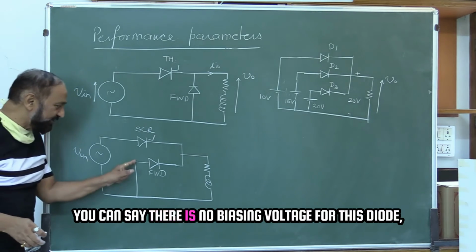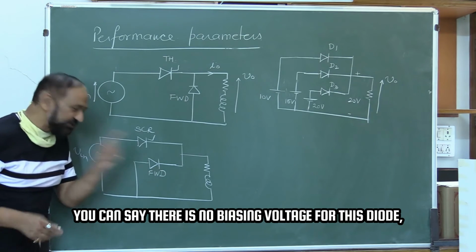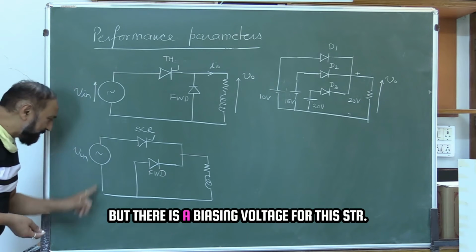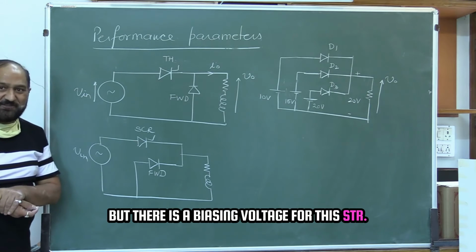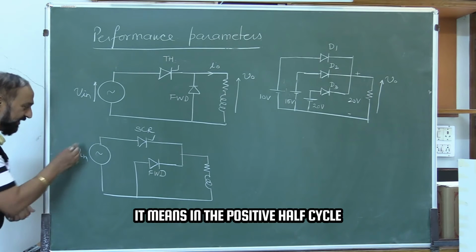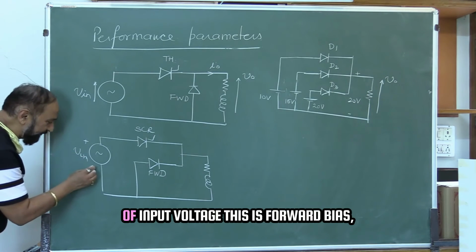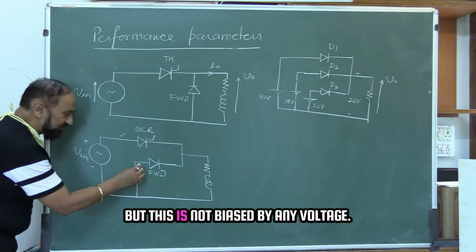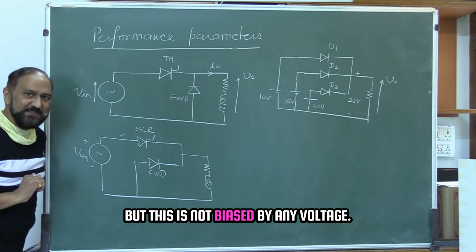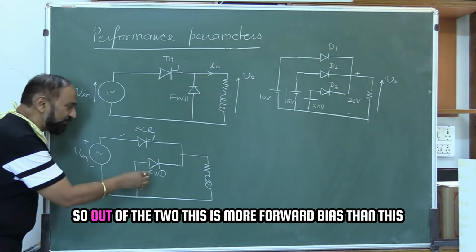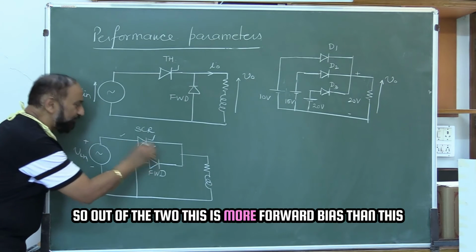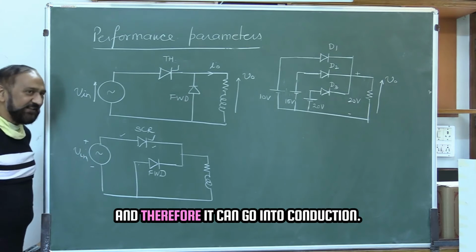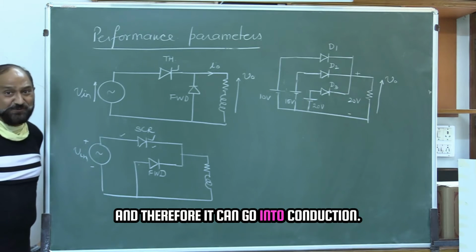You can say there is no biasing voltage for this diode, but there is a biasing voltage for this SCR. It means in the positive half cycle of input voltage, this is forward bias, but this is not biased by any voltage. So out of the two, this is more forward bias than this, and therefore it can go into conduction.